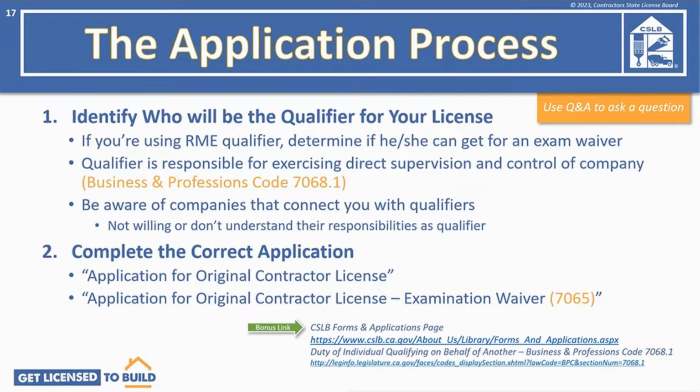Be aware of companies you pay to connect you with a licensed qualifier. In some cases, these qualifiers cannot exercise the direct supervision needed, or they aren't willing or don't understand their role as a qualifier. Next, make sure you complete the correct application. There are 2 options: the application for original contractor's license and the application for original contractor's license examination waiver. We have a link to the forms and application webpage at the bottom of this page.